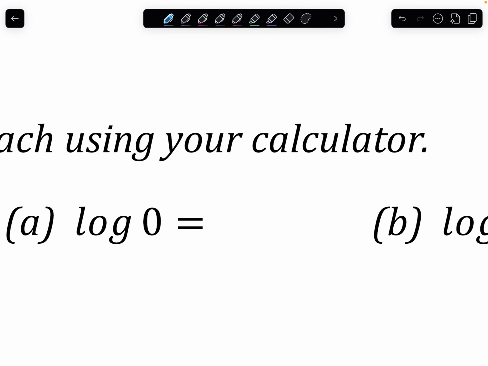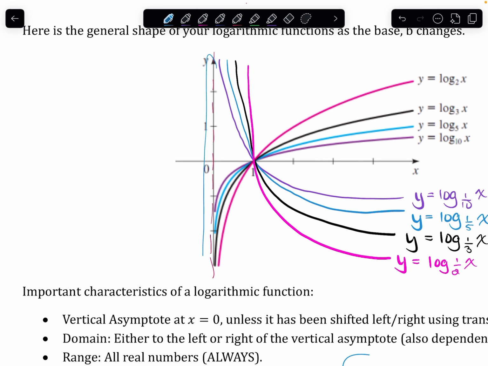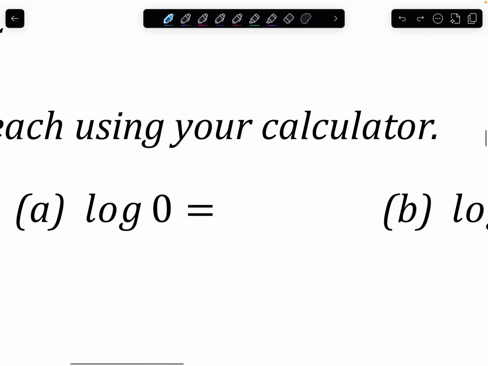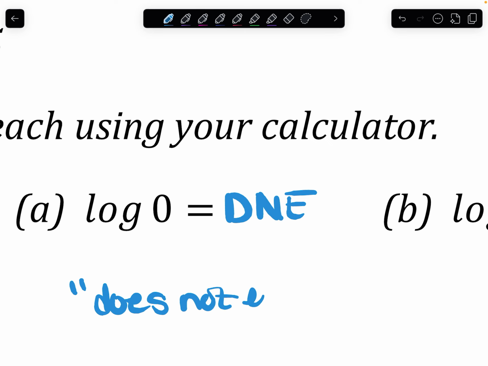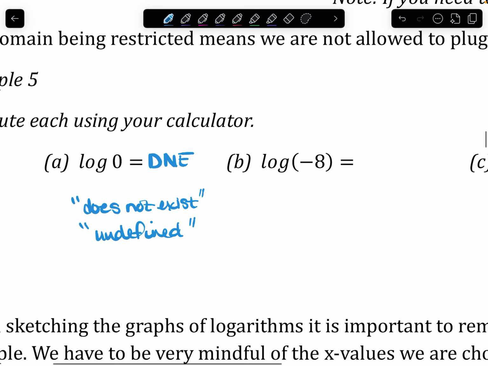That is because, look at your graph up here. 0 is along the y-axis. If you look at this y-axis, notice nothing from that graph is touching it. That is because it has a vertical asymptote there. You are not allowed to take the log of 0, so it does not exist. DNE means does not exist. You might also see undefined as your answer. They mean the same thing, so it does not exist, it's undefined, either one.